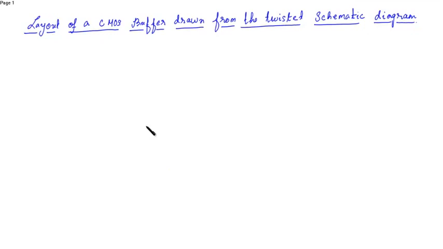So we know that we need 2 PMOS and 2 NMOS. In short, we will draw 2 inverters. So at first we have to draw the PMOS and then the NMOS. In order to draw the PMOS, you have to first draw the P diffusion layer and the N well.